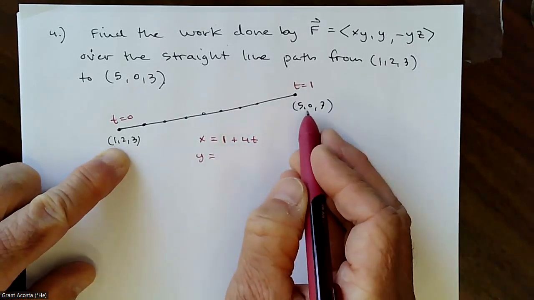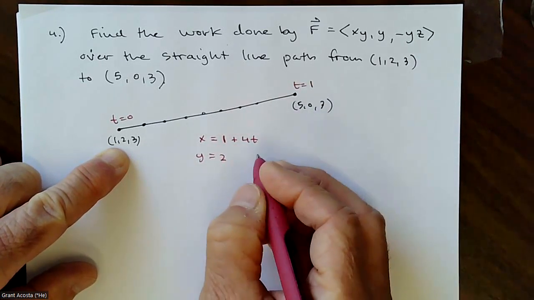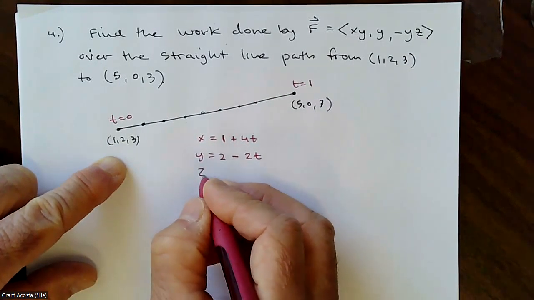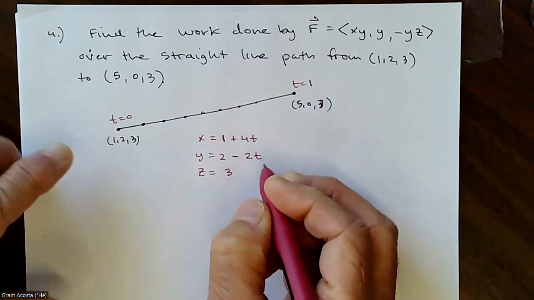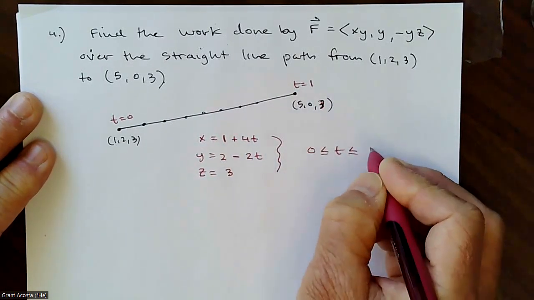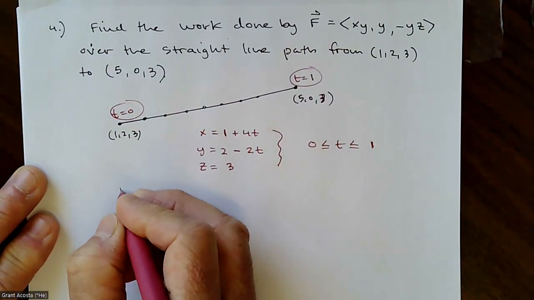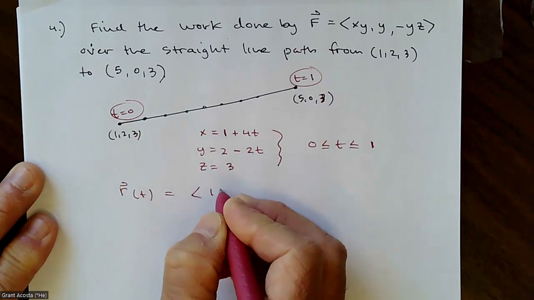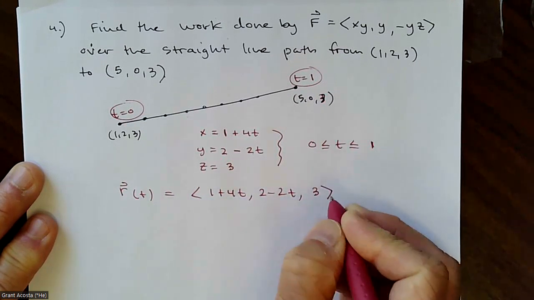For y, it's starting at 2. It lost 2 units in that 1 unit of time, so it would lose 2 units in every unit of time. And my z value, it looks like it's always 3. It doesn't matter on time. And this would be true from 0 to 1. That's the easiest way to parameterize this. So then I can just turn this into a vector valued function for position: 1 plus 4t, 2 minus 2t, 3.